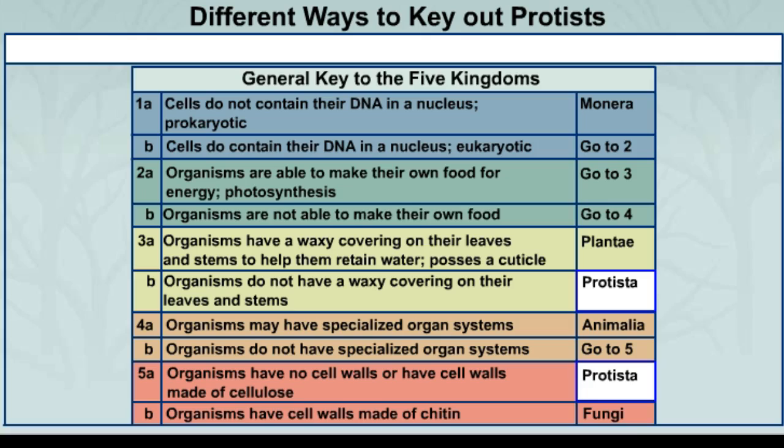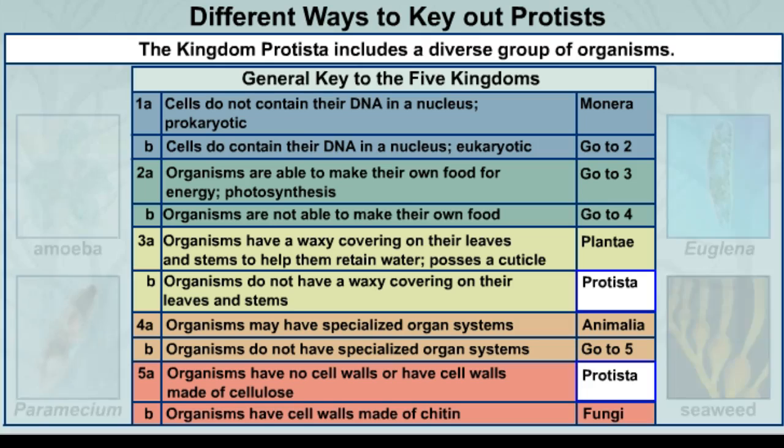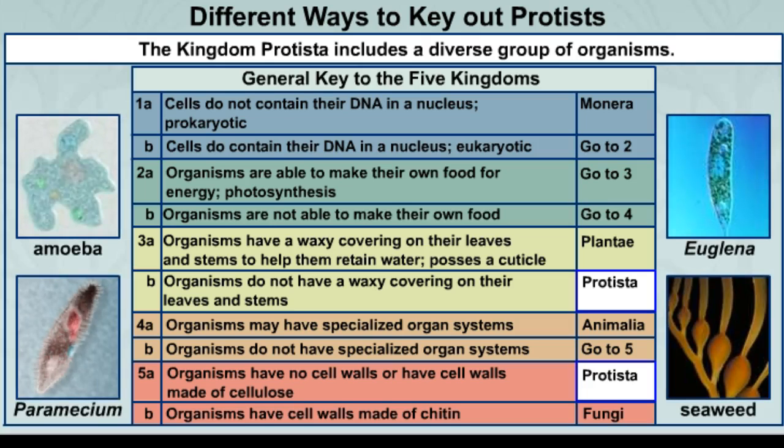You might wonder why you can get to the kingdom Protista in 2 ways. If you recall, this kingdom includes a diverse group of organisms. The key shows different ways to get to this kingdom based on different characteristics of various types of protists. In future studies, you will learn that seaweed is a plant-like protist. You could also use another key specific to the kingdom Protista to determine which phylum includes seaweed.